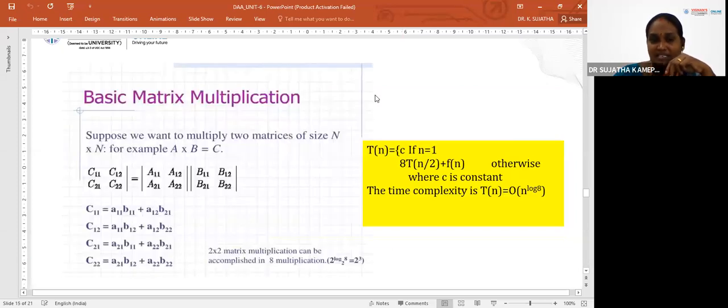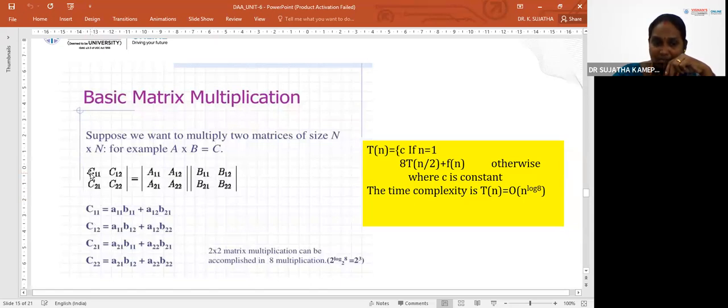Here you can see the procedure of basic matrix multiplication. A is a matrix and B is a matrix, both are 2 by 2 matrices. If I multiply these two matrices, I get another 2 by 2 matrix, which is nothing but C. So how can the elements present in C be obtained?